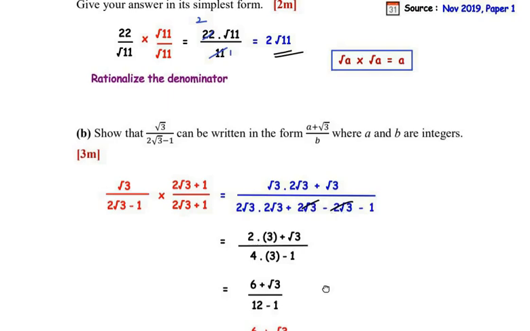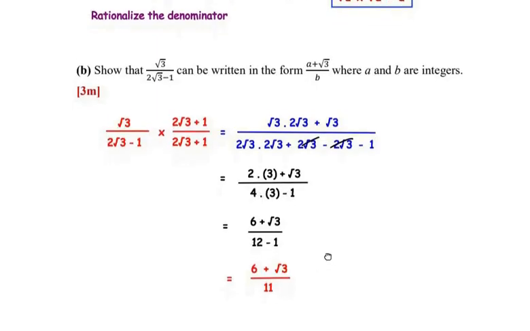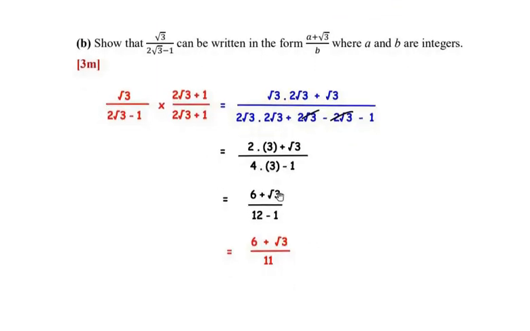Now 2 times 3 gives us 6 plus square root of 3 divided by 4 times 3 is 12 minus 1. So finally we get the answer as 6 plus square root of 3 divided by 12 minus 1, which is 11. So here we have got the answer in the form a plus square root of 3 divided by b, where the value of a is 6 and value of b is 11. And 6 and 11 both are integers. So this is our answer.